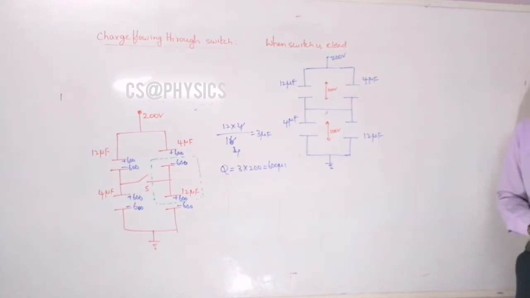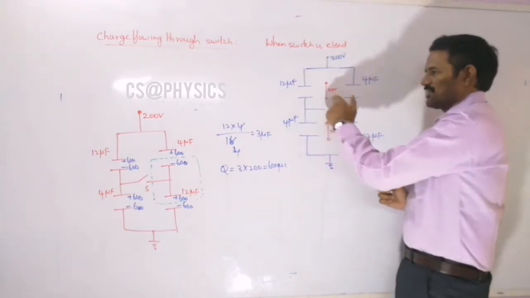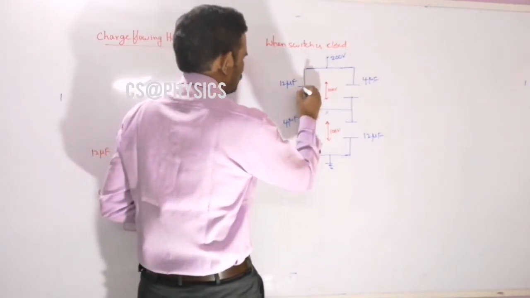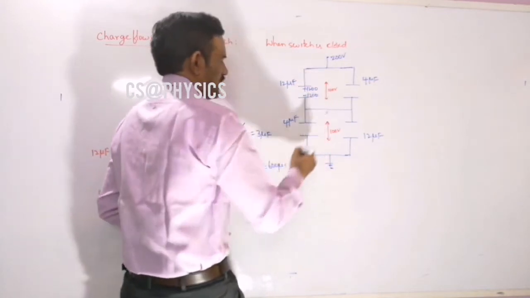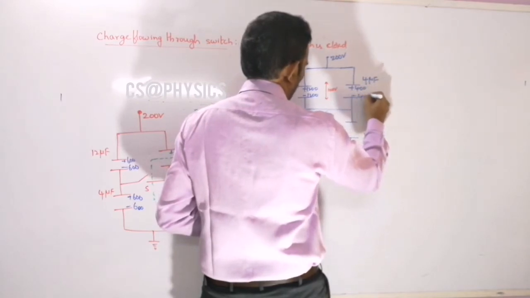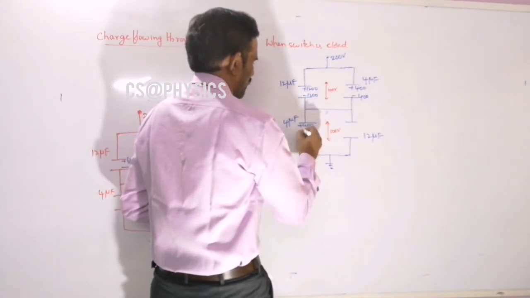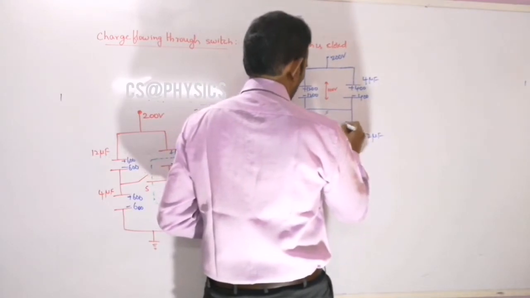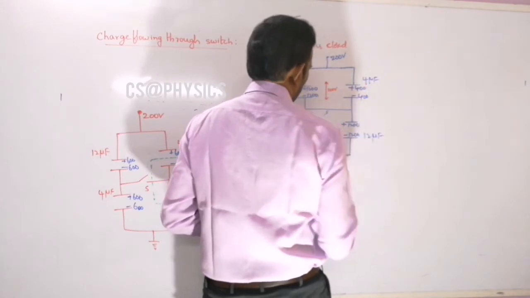And now you can write the charge on each capacitor here. So the charge on each capacitor you can write simply with the CV formula, and so this is 1200, so it is plus 1200 minus 1200 and this is plus 400 and this is minus 400 and next this is plus 400 minus 400 and next this is plus 1200 and this is minus 1200, right?